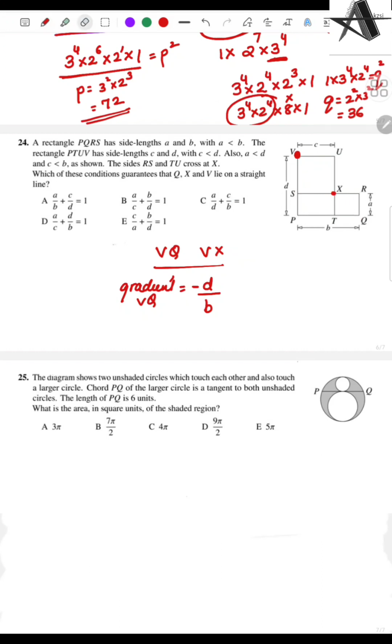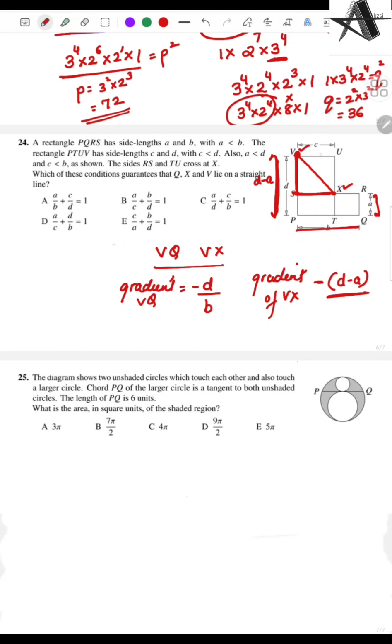Now the next is VX. If I want to move from V to X, what do I have to do? Let me write it down. The gradient of VX: I have to move downward till here. This whole is D and this part is A, so this part is definitely D minus A. You can again see this whole is D, the lower part is A, so the upper part is going to be D minus A. You are moving in the negative direction, so negative D minus A, over C, since you are moving from S to X. The whole is B and S to X is directly given as C, so you write positive C. Their gradients should be equal to each other.